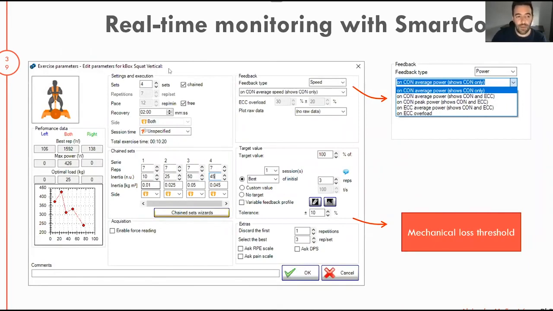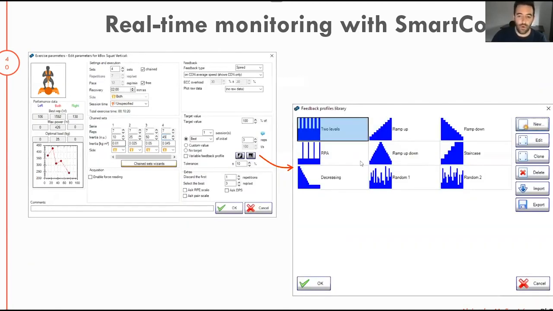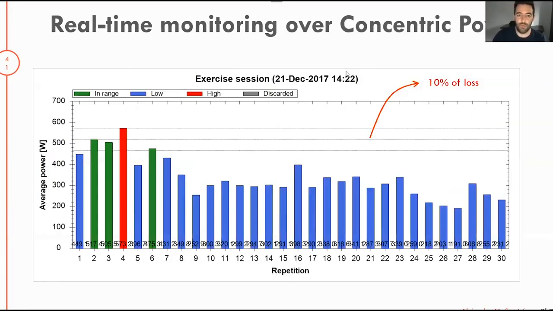For example, you can do this in the Smart Coach. You can select here either speed or power, and you can put the feedback on concentric average power or peak, even on eccentric overload, and use this tolerance to have the mechanical loss. Also, you can have a variable profile which will change every repetition, the percentage compared, for example, to the best of the initial 3 repetitions or the average of those repetitions.